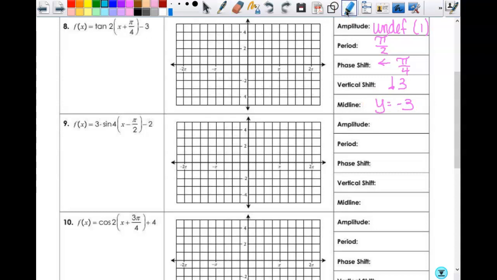So the first thing I'm going to do is draw in my midline. Then I will do a parent function for tangents.